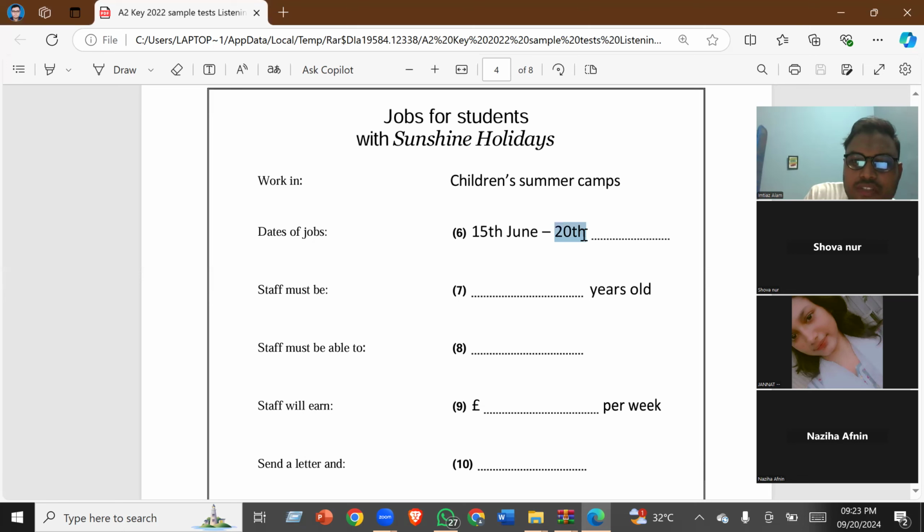Students, can you see this word, 20th? Yes, sir. Okay. So now you can see this word 20th is already there. So you cannot repeat that word.